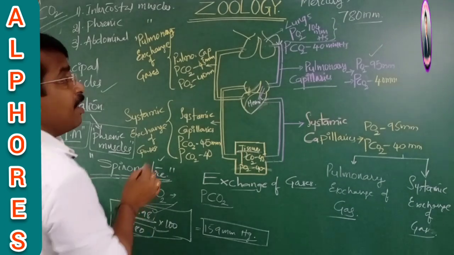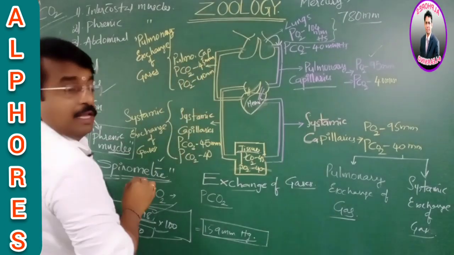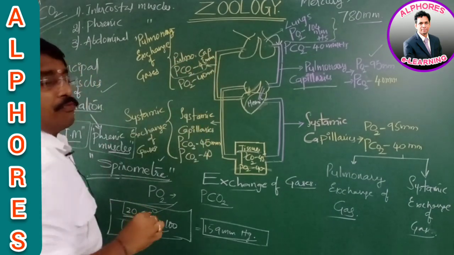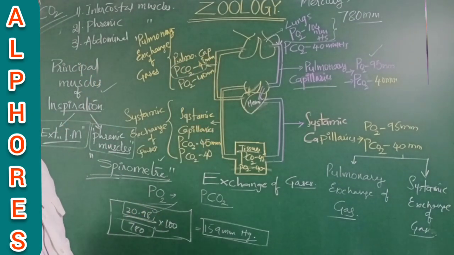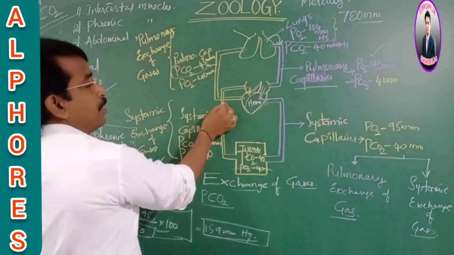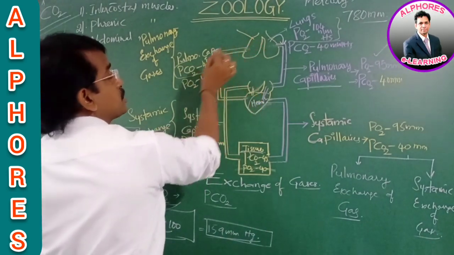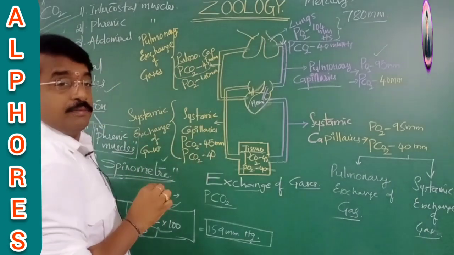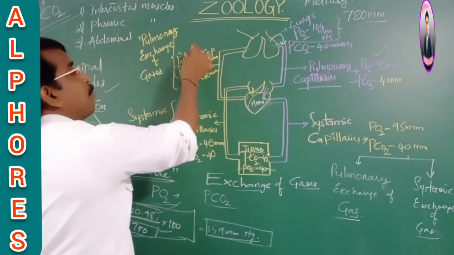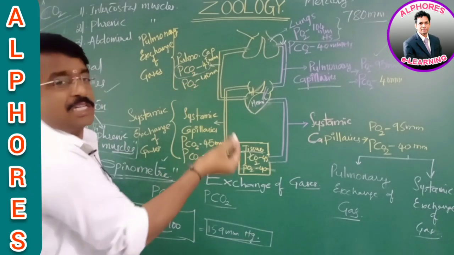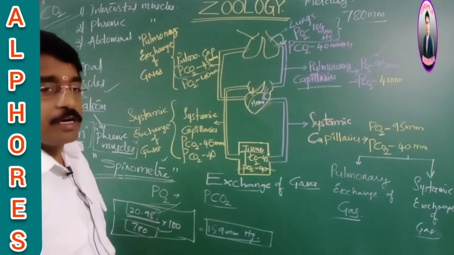In the same way, look at here. The partial pressure of carbon dioxide PCO2 is 45 mmHg at the pulmonary artery, which is bringing the deoxygenated blood from the right ventricle to the lungs, where the partial pressure of carbon dioxide is more when compared with the oxygen. That's what it is carrying, deoxygenated blood.